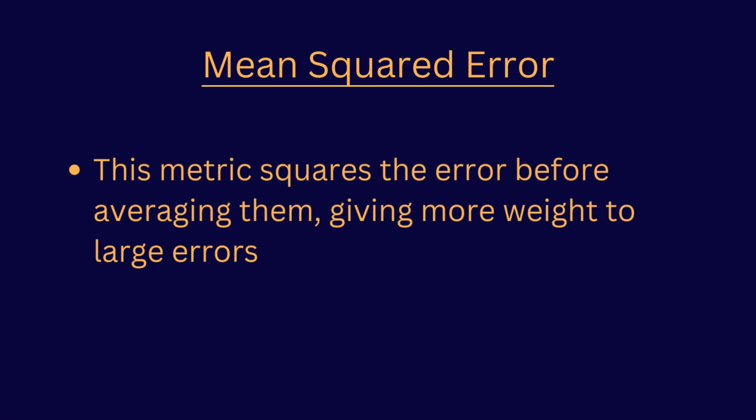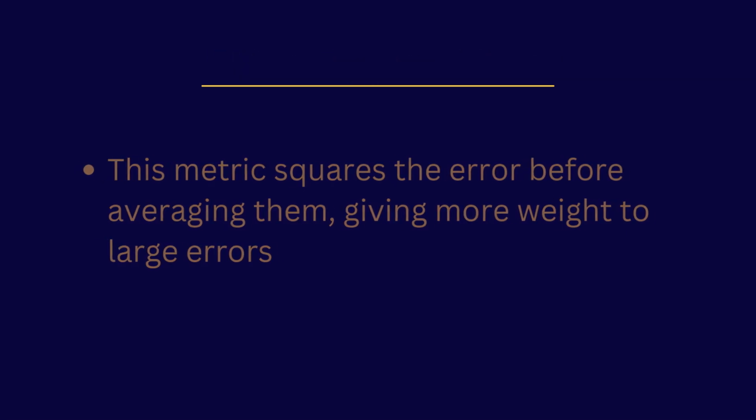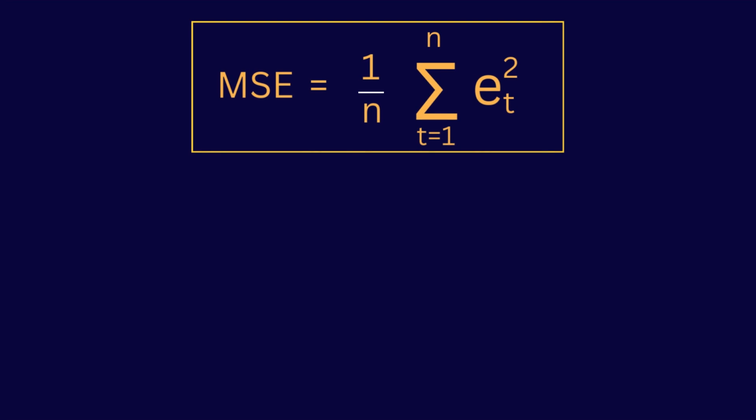Next up is the mean squared error, MSE. This metric squares the errors before averaging them, giving more weight to large errors. So this is the formula to calculate MSE. Let's square the errors and then take the average.